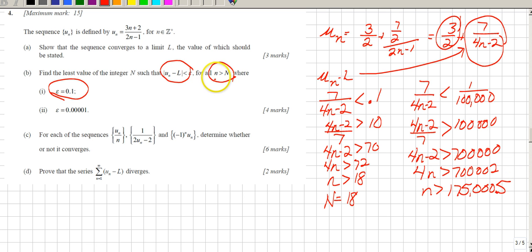Now it says n, little n, term number is greater than N, capital N, where capital N represents the term number, so we can't have a term number of 175,000.5, so the term number would be equal to 175,000. So you'd have to go out 175,000 terms until the difference between the term value and the limit value is less than 0.00001. That is the end of 4B.